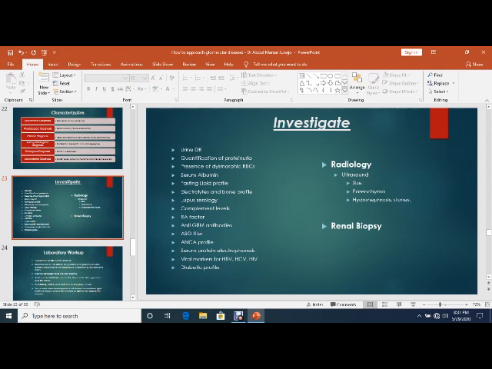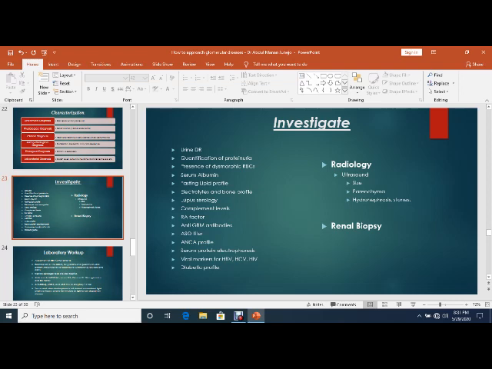In lupus serology, already discussed, ANA, anti-dsDNA, complement levels, RF factors, anti-GBM antibody like Goodpasture syndrome, post-streptococcal GN ASO titer, and in vasculitis, the ANCA profile. There are two types of ANCA, C-ANCA and P-ANCA.